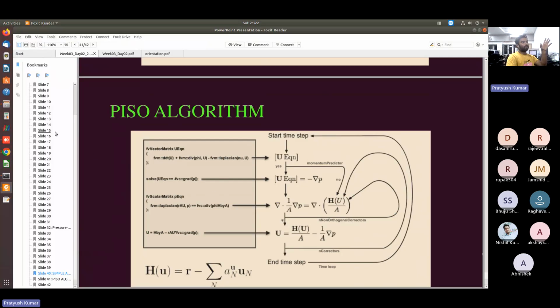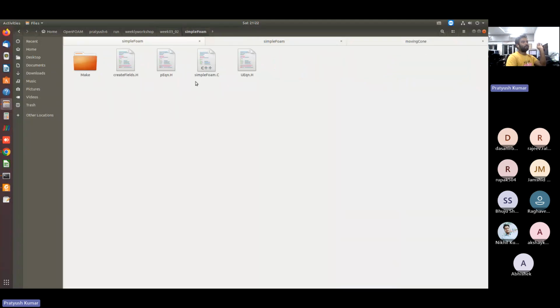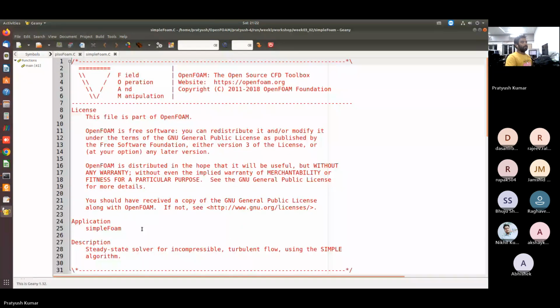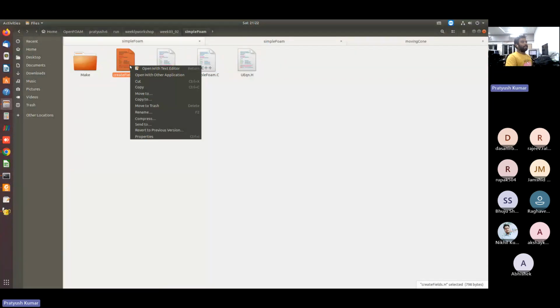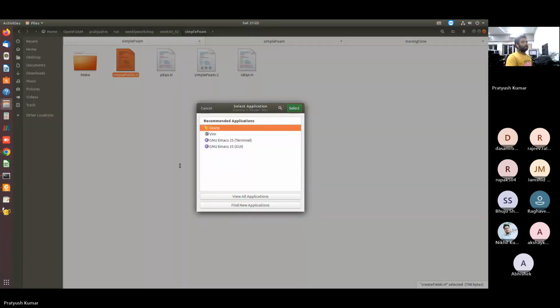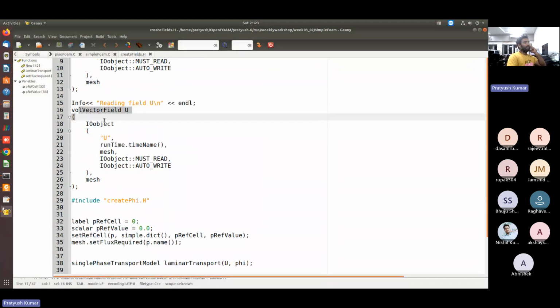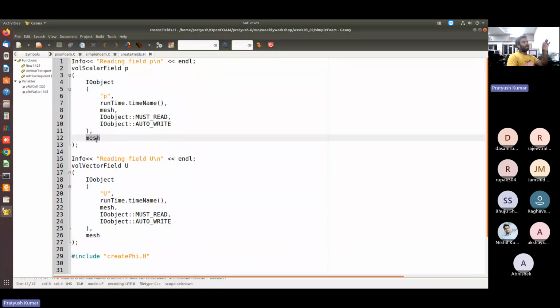Okay. So let me show you the solver here. This solver I have copied in this folder. Okay, so first let me show you the simpleFoam.C. If I open the createFields.H, you can see here that we are creating this volume scalar field for the mesh. Similarly, we are creating the volume vector field for the mesh here. It means that we are creating these values at the cell center.